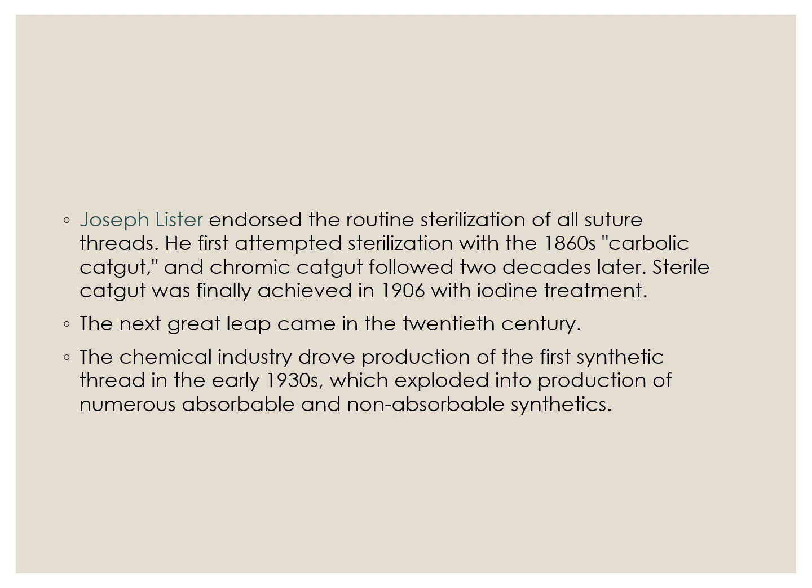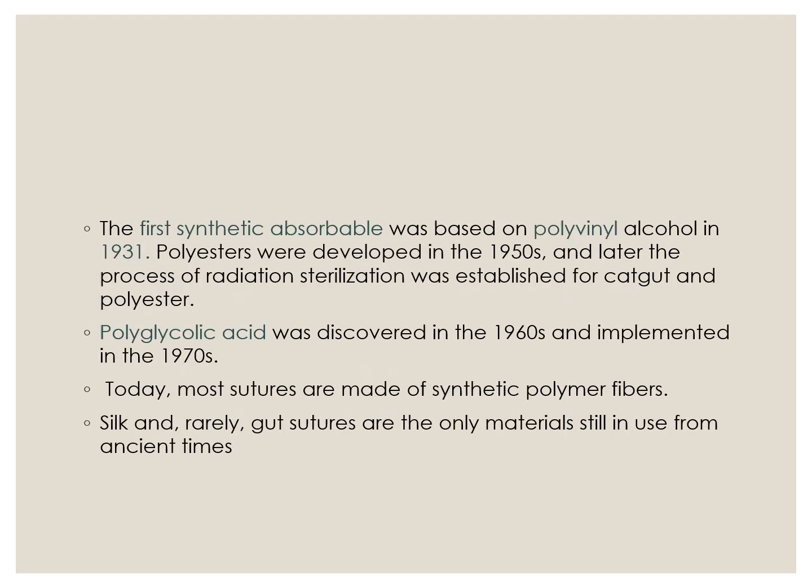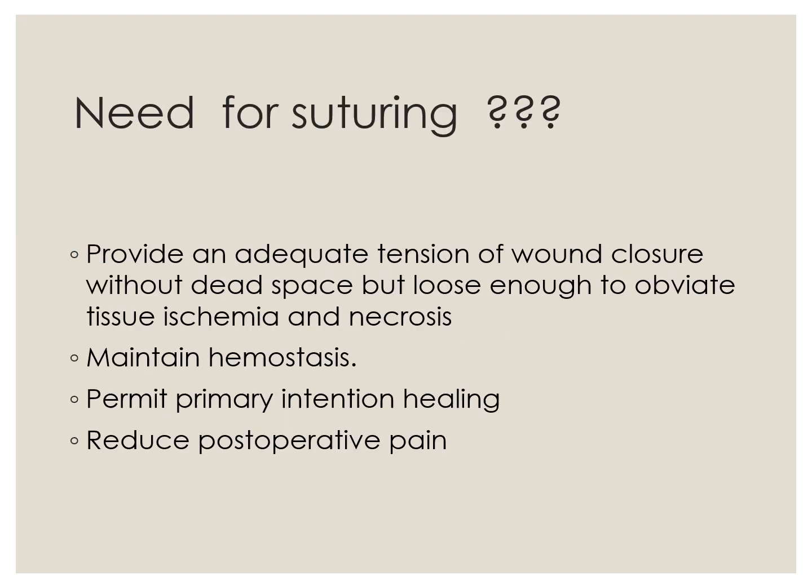The chemical industry drove production of first synthetic thread in early 1930s, which exploded into the production of numerous absorbable and non-absorbable synthetic sutures. The first synthetic absorbable was based on polyvinyl alcohol in 1931. Polyesters were developed in 1950s, and later the process of radiation sterilization was established for catgut and polyesters. Polyglycolic acid was discovered in 1960s and implemented in 1970s. Today, most sutures are made of synthetic polymers. Silk and rarely gut sutures are the only material still in use from ancient times.